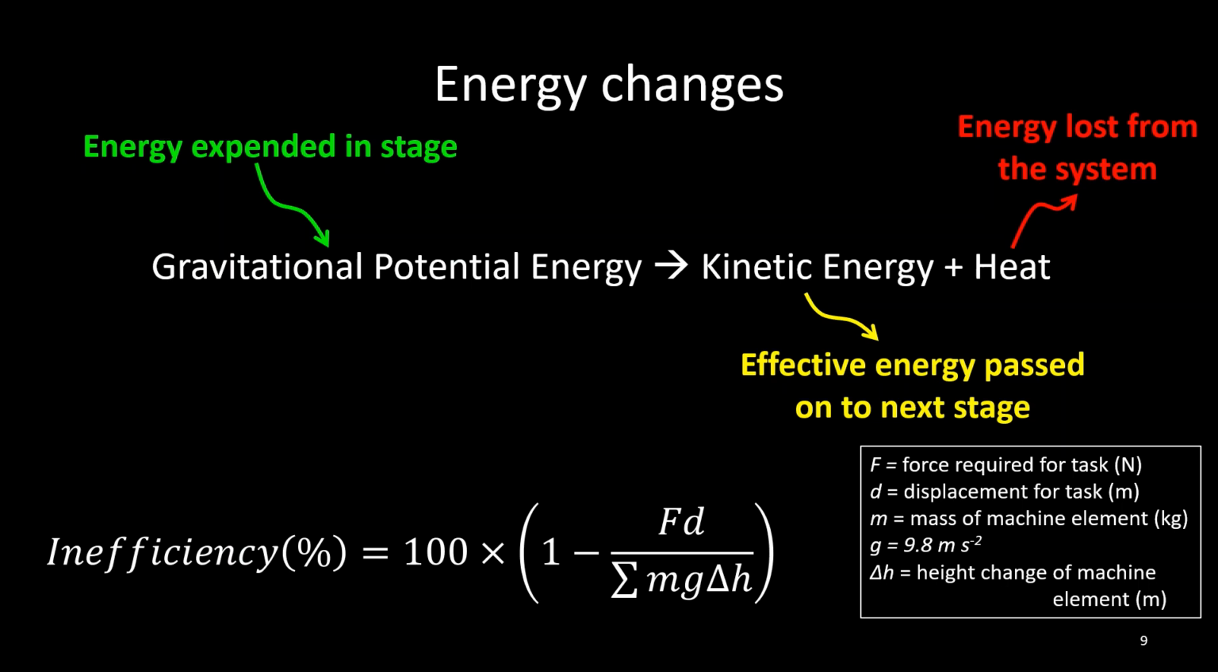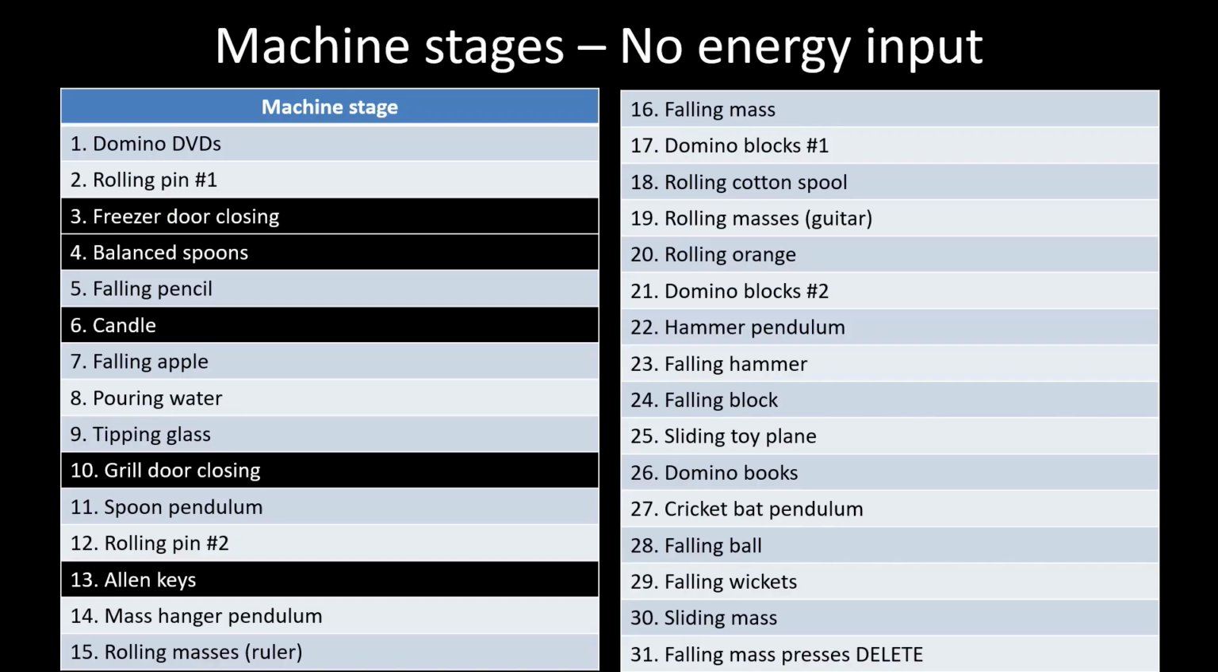Now, not all of the stages actually have energy input. Some of them just transfer energy from one stage to another. The ones in black are ones where there was no, or at least negligible, energy input into the system. They just transferred energy from the previous stage to the following stage, and activated energy that was in the next stage. So those will be excluded from the actual calculations that are going to be done next.